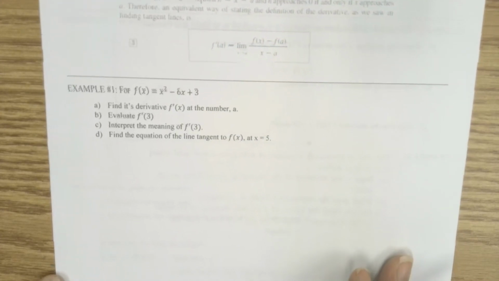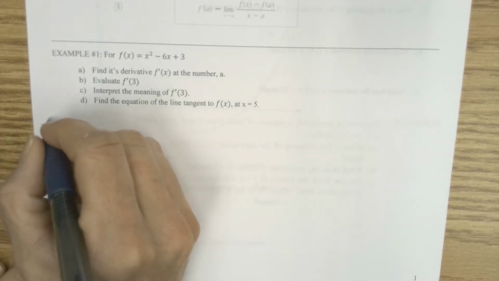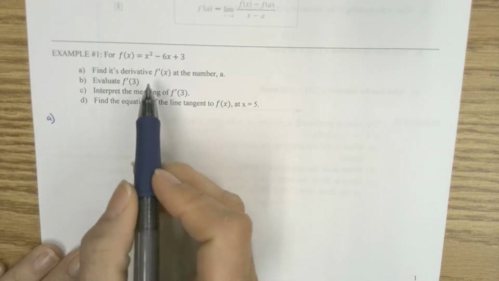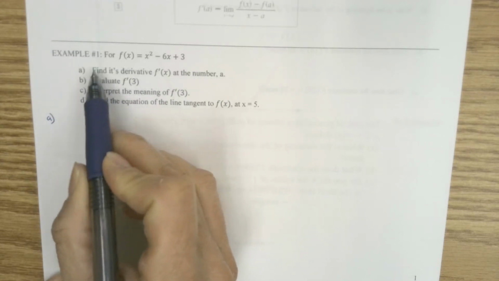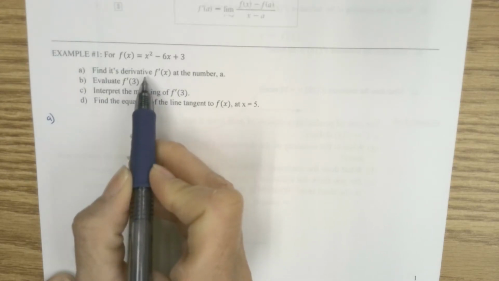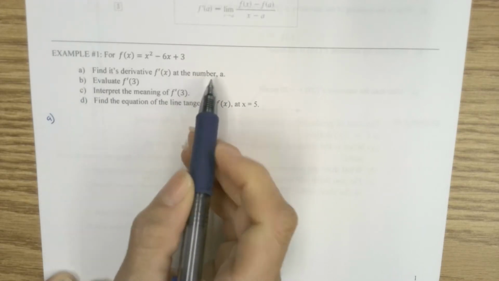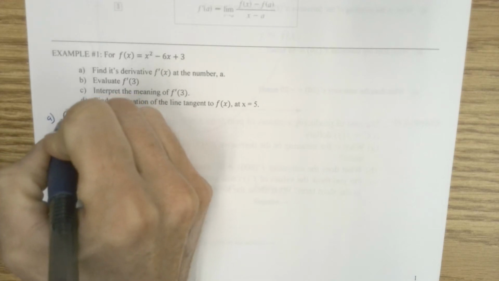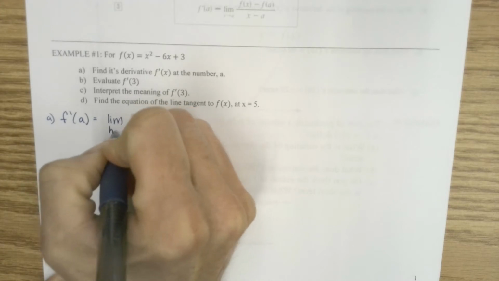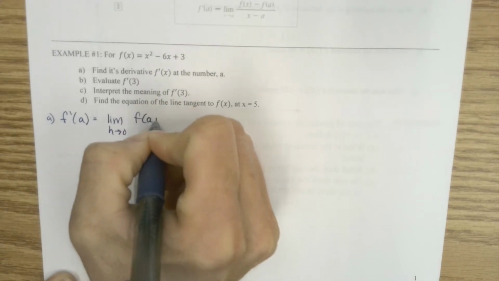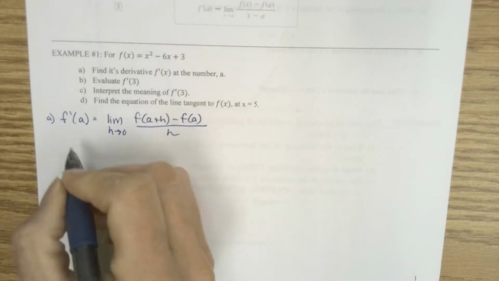So look at example number 1. For f of x equals x squared minus 6x plus 3, the first thing we're being asked to do is find its derivative, f prime of a, at the number a. If they had asked me to find the slope of the tangent line at x equals a, I would be doing the exact same thing. So we start with the notation f prime of a equals the limit as h approaches 0 of f of a plus h minus f of a, all over h.